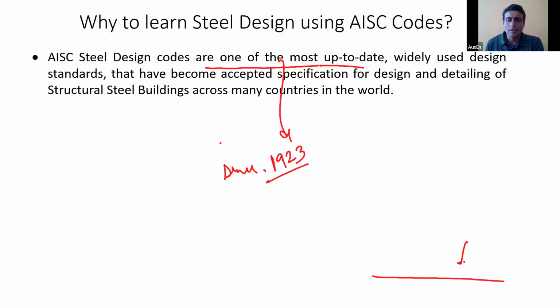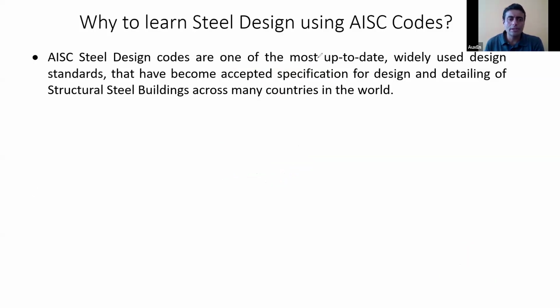In these 102 years, there have been regular revisions, and whatever is the latest in terms of material, in terms of behavior of steel sections, in terms of research that has been carried out, or in terms of the experiences of engineers, all those things are regularly included in the code and updated quite frequently. So AISC steel design codes are one of the most up-to-date codes, and of course one of the most widely used design standards.